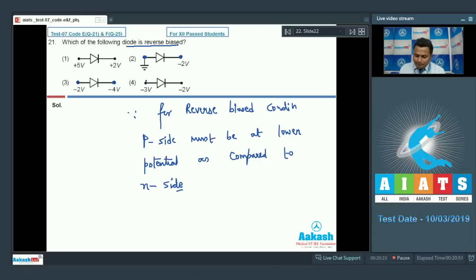But in option number 4, P is at -3 volt potential. On the other hand, N is at -2 potential. So the potential of point P is lower in option 4 as compared to N. So that's why option number 4 will be in reverse bias condition. So we will go with option number 4, which is absolutely correct.